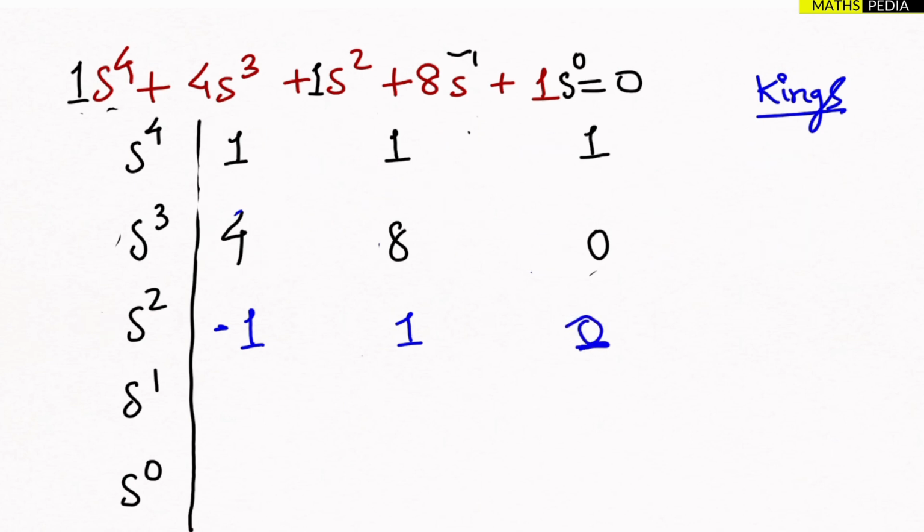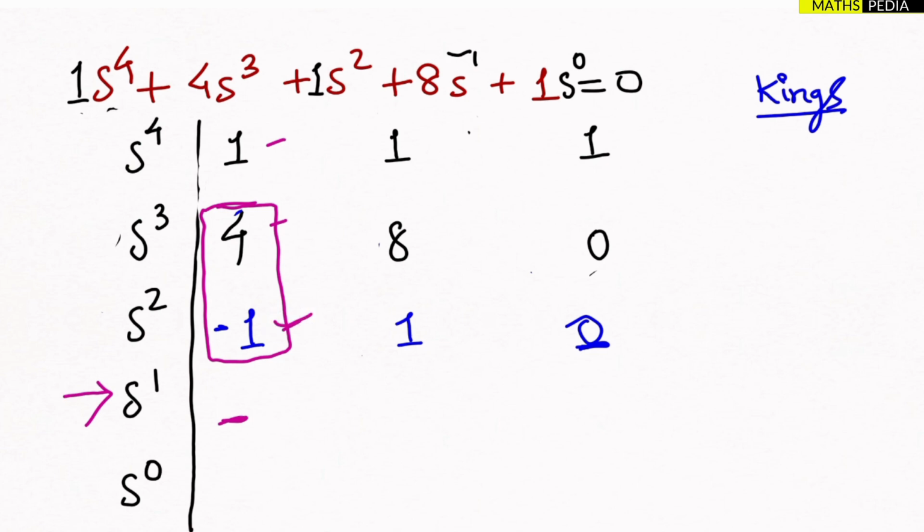Okay. After finishing the third row, I am going for the fourth row, which is s power 1. Here I have to take the first element. Now which king? Now in the first column, as I said, they have mentioned it as kings. There are 3 kings now: 1, 4, minus 1. Always you have to take the bottom ones. That means 2 kings I need, so I will take these 2.